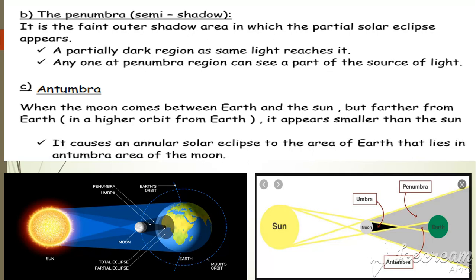Okay, now let's talk about the types of the solar eclipses.